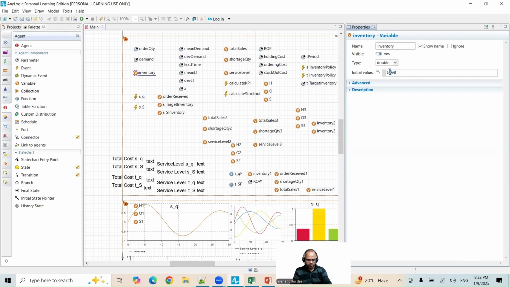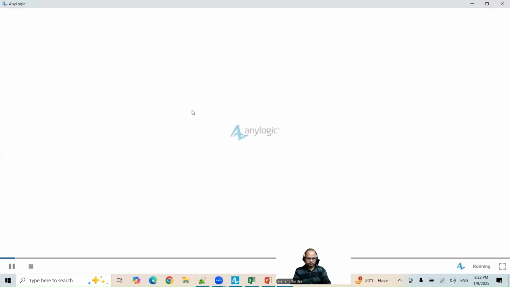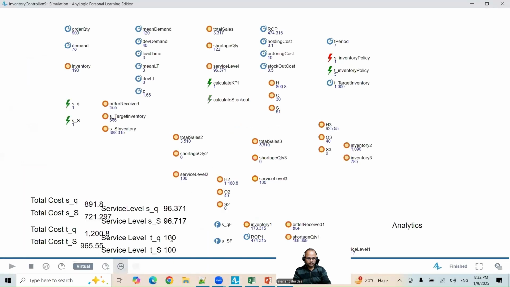Okay, it was 1200, so we'll change the initial inventory quantities to 1000. And we'll see. So for a different product, again, the SS policy is behaving well with a much lower cost and slightly compromised service level compared to the fixed period models.